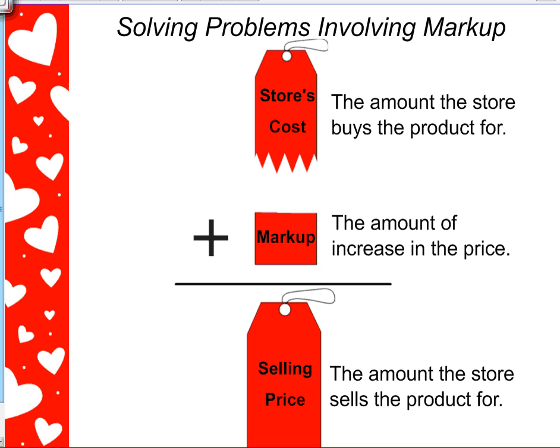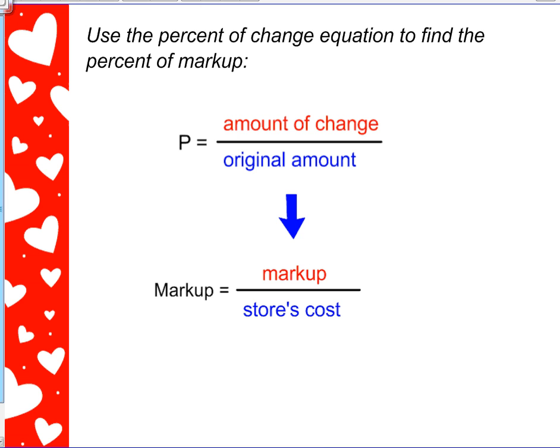All right, now we can use that formula we learned for percent of change to figure out the equation for the percent markup. We learned that the percent of change is the percent equaling the amount of change over the original amount. To transition into the markup, it is the actual markup, the difference between the selling price and the store cost, over the store's cost. All right, so let's see how this works.